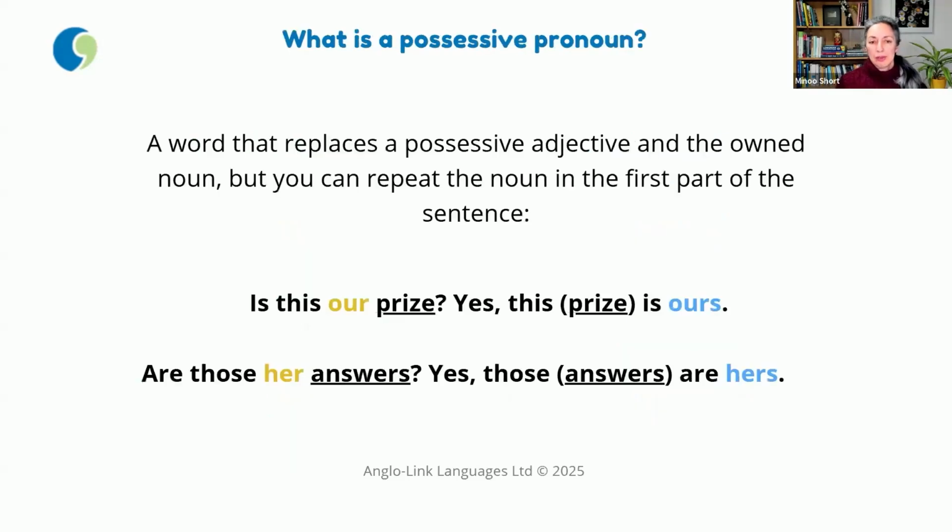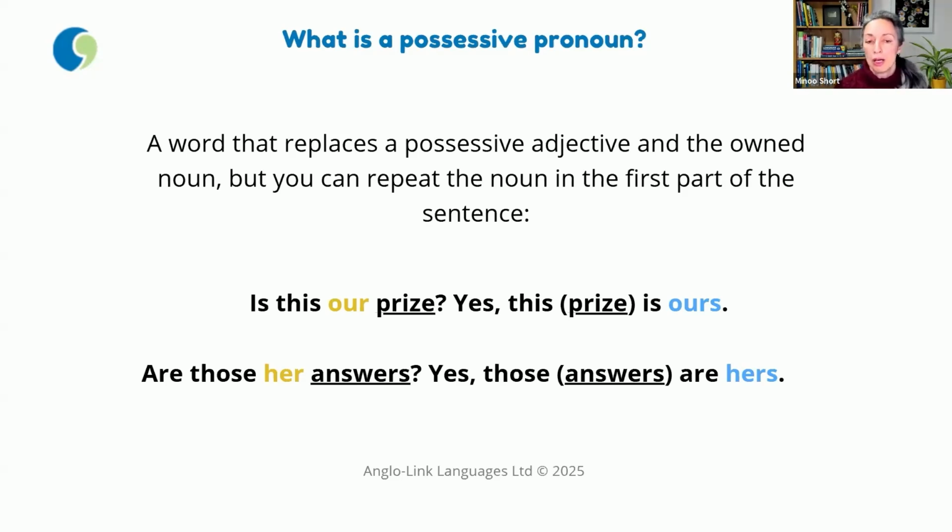So the next category is a possessive pronoun. This is a word that replaces a possessive adjective, my, your, his, her, etc., and the owned noun. But of course you can repeat that noun in the first part of the sentence, but not after the pronoun, because it's replacing it. For example, is this our prize? Yes, this is ours. You can say this prize is ours, of course.